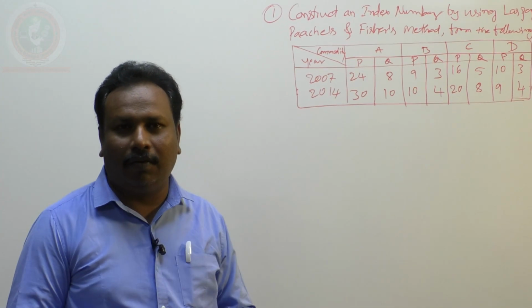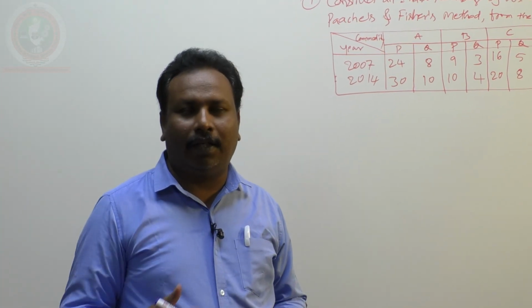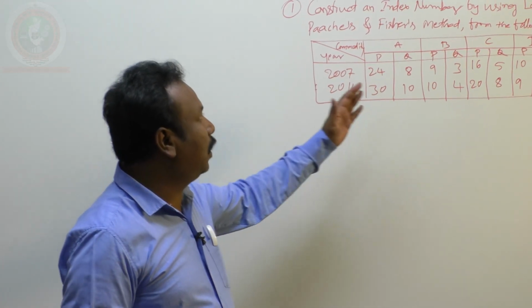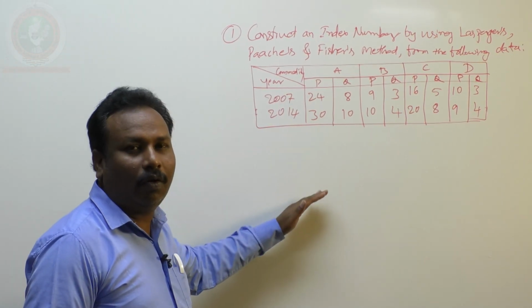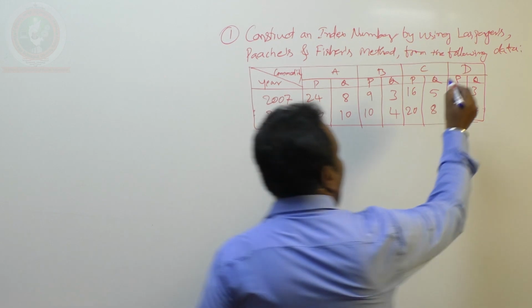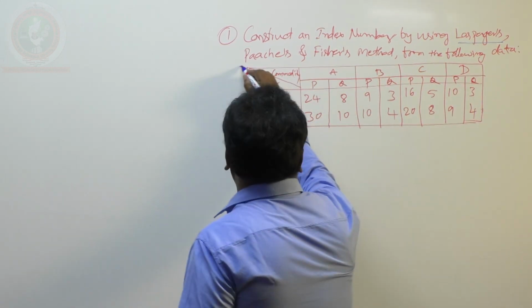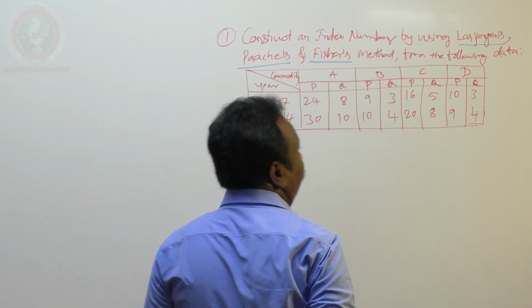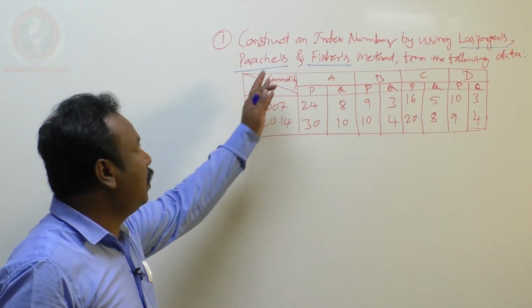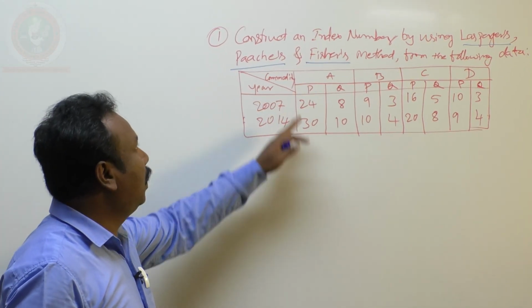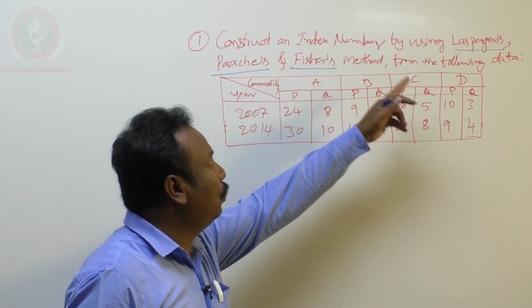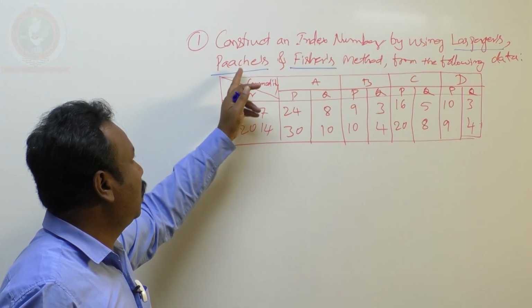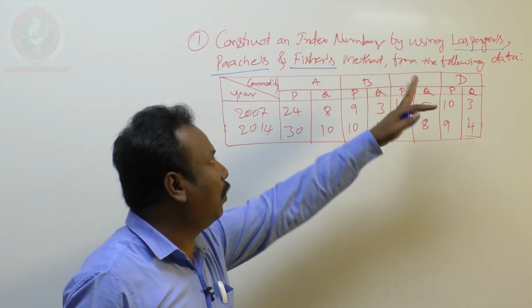In the previous session I explained various methods of index numbers. Under that, here is one case: how to solve the problem using Laspeyres' method, Paasche's method and Fisher's method. So, using three methods to construct an index number. The case is: construct an index number by using Laspeyres' method, Paasche's method, and Fisher's method from the following data.